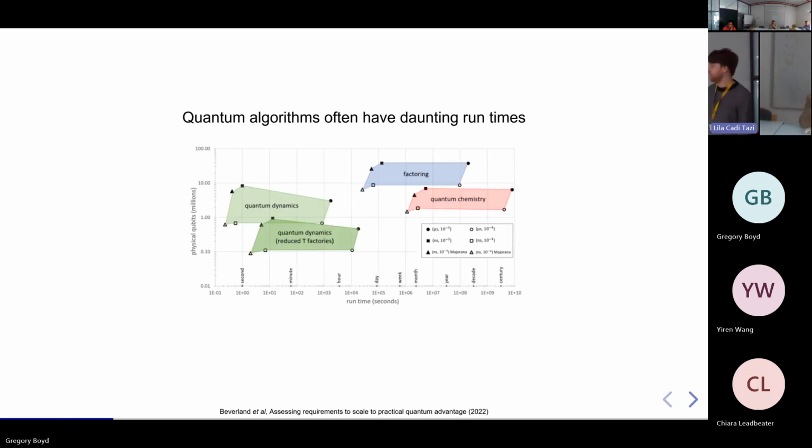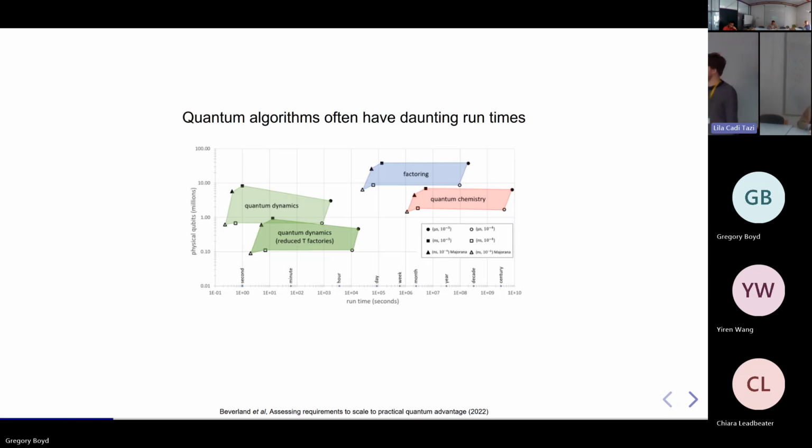To motivate this talk, I'm going to show you a scary plot, which is not really shown on our screen. Essentially, the x-axis is the runtime of a quantum algorithm, in seconds on a log scale. So this is a year, and this is an hour. And the y-axis is the number of physical qubits, and it's also a log scale, with this being 1 million and this being 100 million.